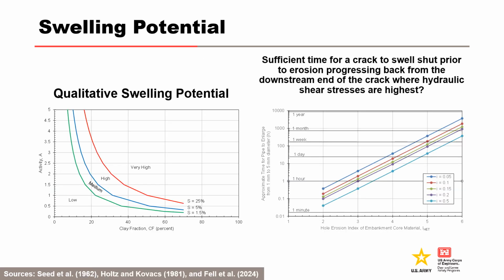The figure on the left shows a classification chart for swelling potential as a function of soil activity and clay fraction, which is the percentage finer than 0.02 millimeters. The figure on the right shows the time for an open pipe to erode from 1 millimeter to 5 millimeters in diameter as a function of the hole erosion rate index for the embankment core material and hydraulic gradient within the pipe. This figure can be used as a guide to assess whether there is sufficient time for a crack to swell shut prior to erosion progressing back from the downstream end of the crack, where hydraulic shear stresses are the highest.